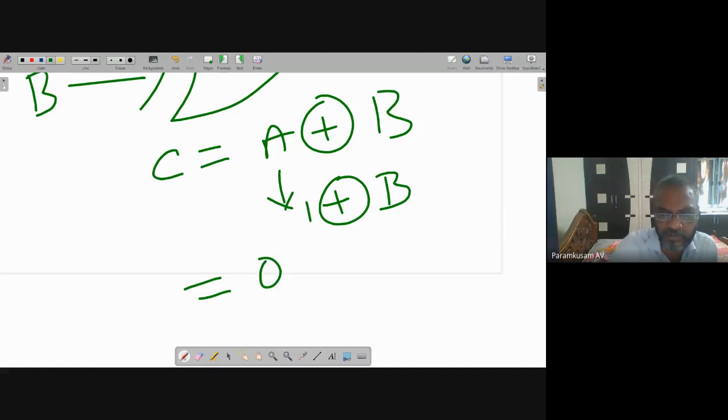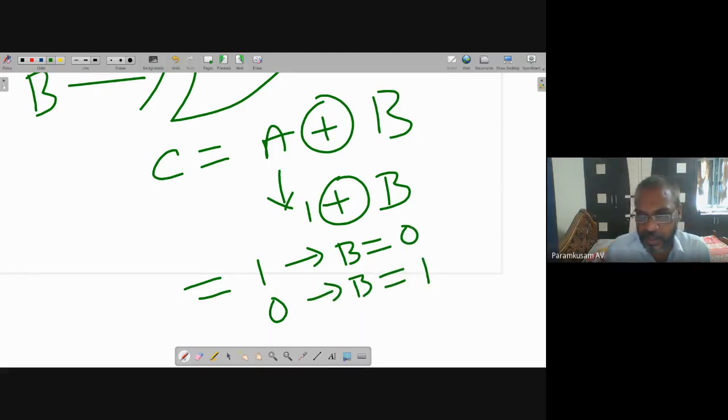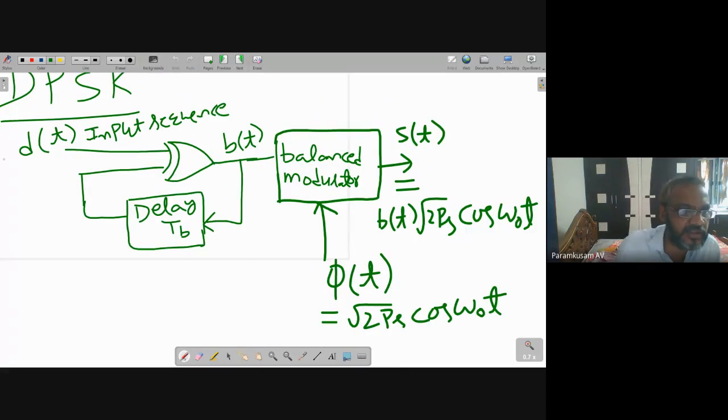B is equal to లాజిక్ 0 అయితే 1 plus 0 is equal to 1. అదే B is equal to లాజిక్ 1 అనుకోండి, 0 వస్తుంది. అంటే ఇక్కడ చూసారా, 0 అయితే 1 వస్తుంది, 1 అయితే 0 వస్తుంది. అసలు ఈ B అన్నది ఎక్కడి నుంచి వస్తుంది? ఇక్కడ మనకి ముందు ఎగ్జాంపుల్ చూసుకున్నట్టయితే ఈ D of t అన్నది A అనుకోండి, ఇది B అనుకోండి. B ఎక్కడి నుంచి వస్తుంది? B of t నుంచి వస్తుంది కదా.